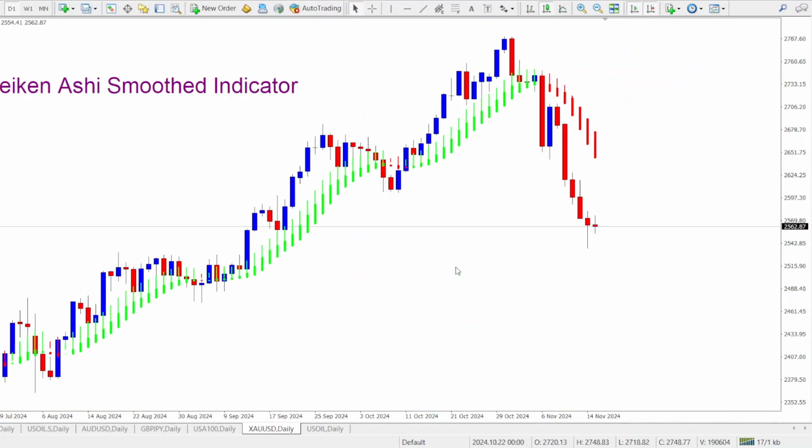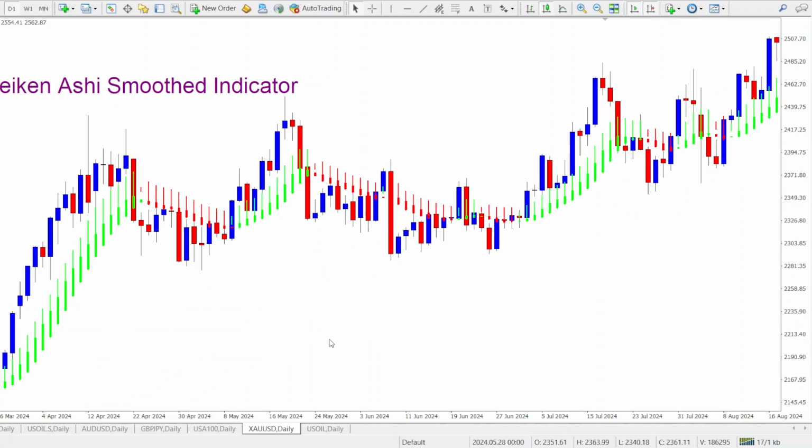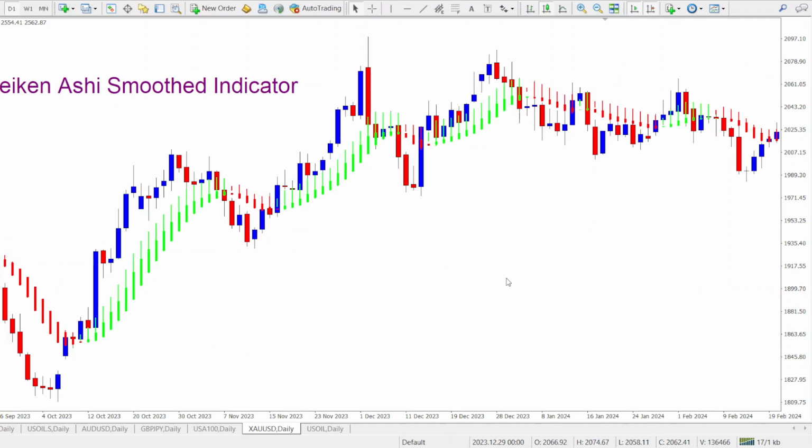Now using this example, because this one shows a longer trend, if we had entered somewhere around here after waiting for a few green candles and then waiting for this bullish candle to get to this point, we would have caught about 850 pips. So it's quite a good catch.